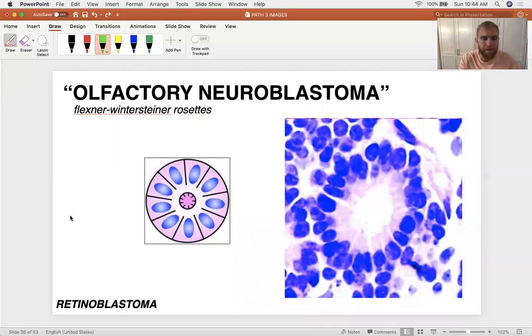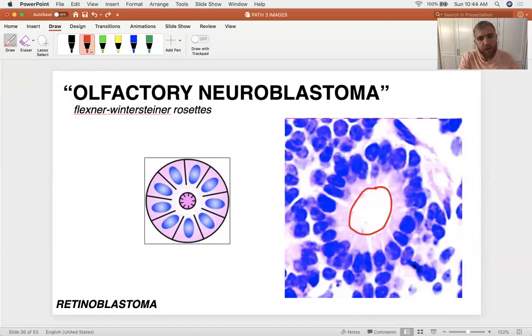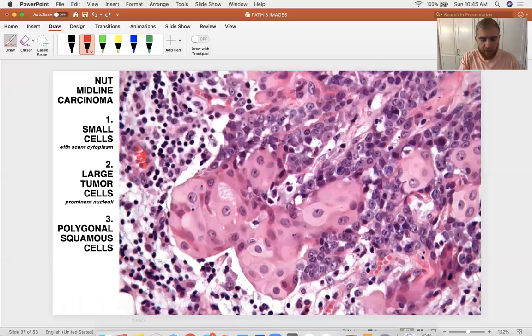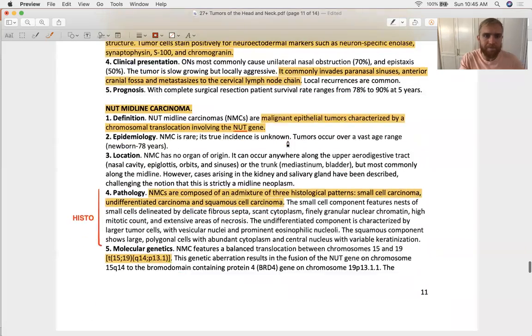A lot of pain. Here are Flexner-Wintersteiner rosettes, and they are true rosettes because they do indeed have a true lumen. As you can tell, there's nothing in the middle there, no fibers, no neuropil, just a lumen. And you see Flexner-Wintersteiner rosettes very, very commonly. They're characteristic of retinoblastomas. So that's the associations that we've seen if they do get tested.